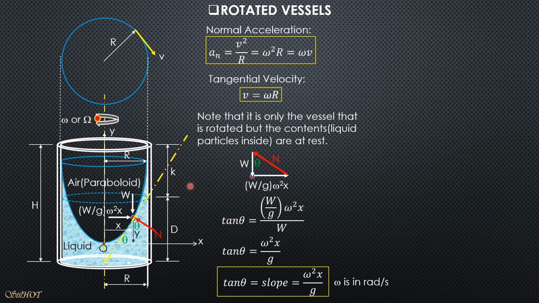Then the maximum slope occurs at the surface on the periphery of the wall. So this is the tangent, and this angle here is theta max. So all you have to do is replace x by big R, because at that point x is equal to R. So tangent theta max is equal to omega square big R over G. That's the expression for the maximum slope at the resulting surface of equal pressure.